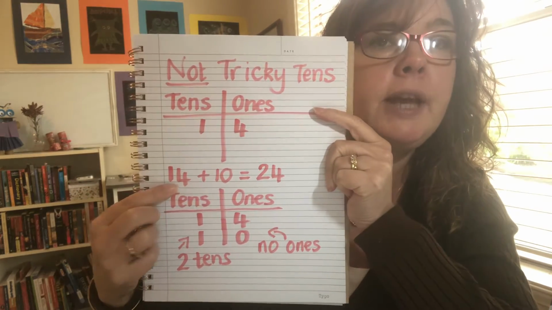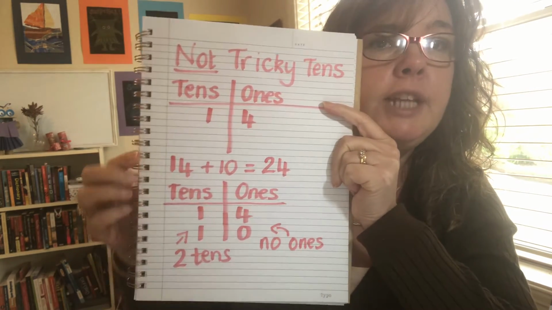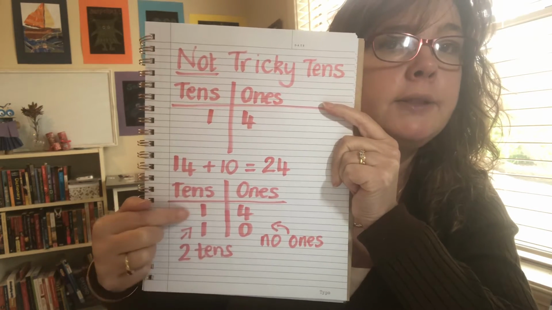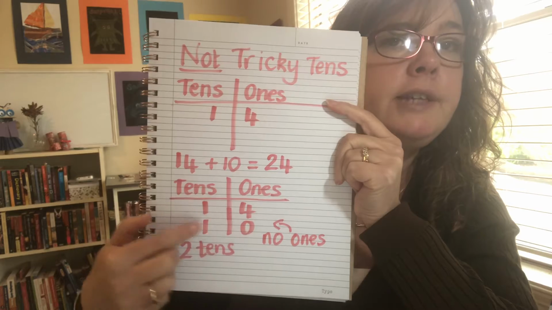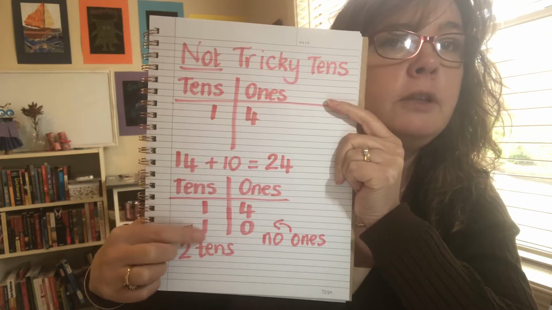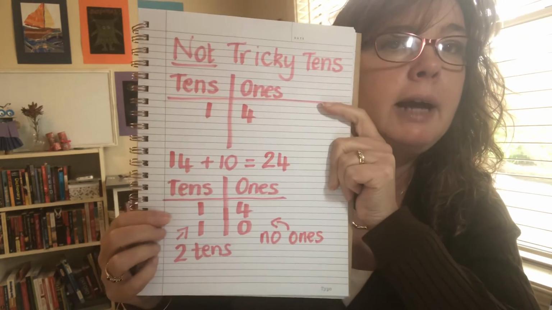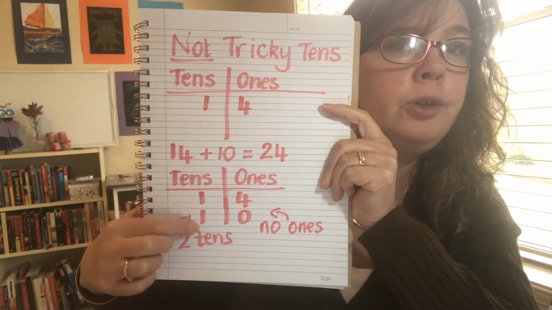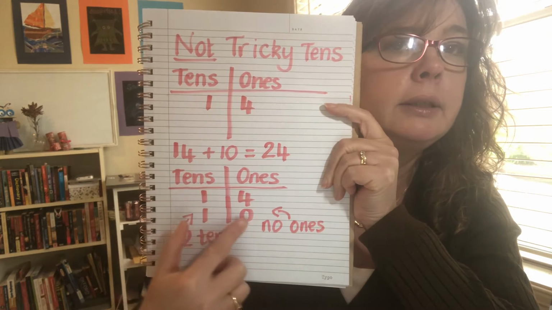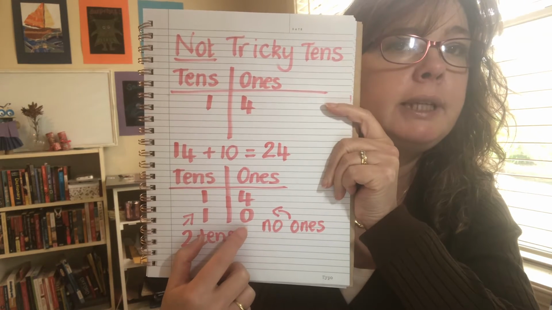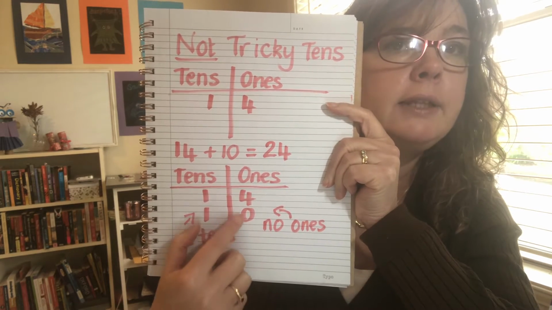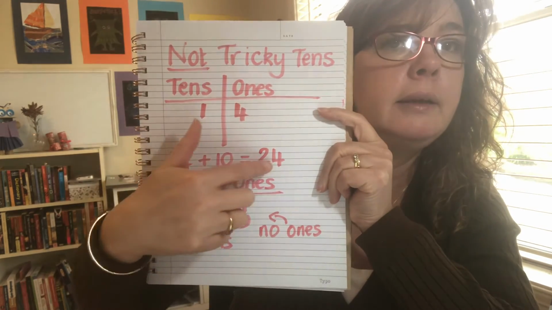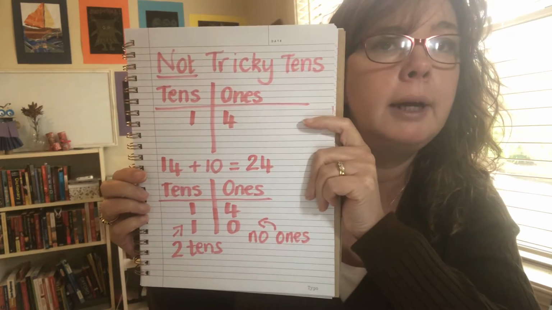The number 14 has 1 ten and 4 ones. If we want to add 10 to 14, we've got here 1 ten and 4 ones for 14, and then another 10. So if we add another 10 to 14, we have 2 tens here, but we have no ones from this 10. So there's none there, so our 4 stays the same. So 14 plus 10 becomes 24.